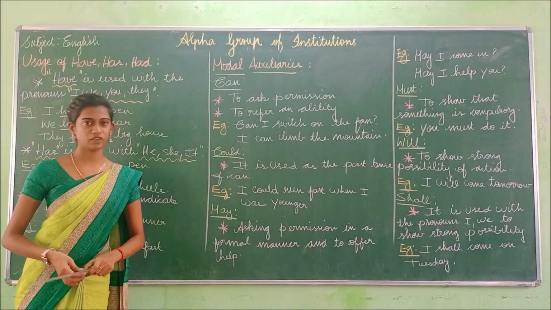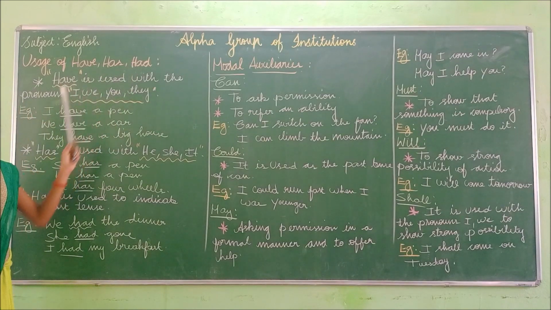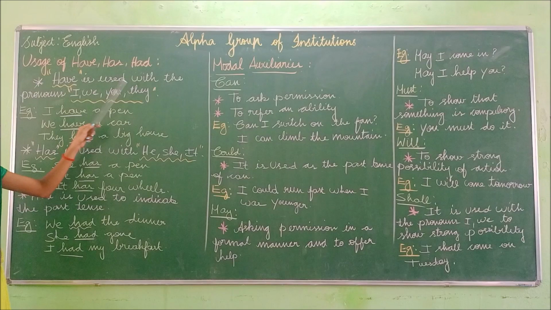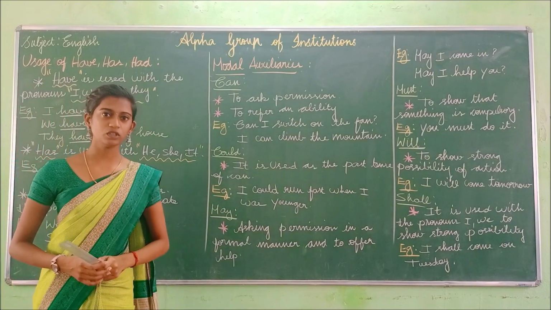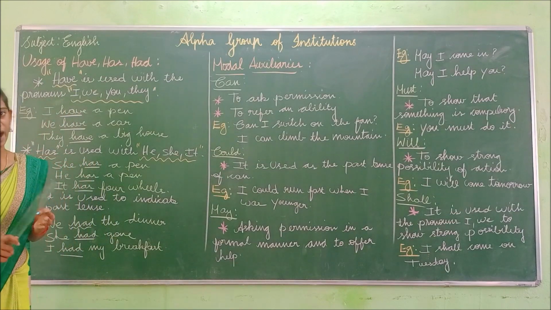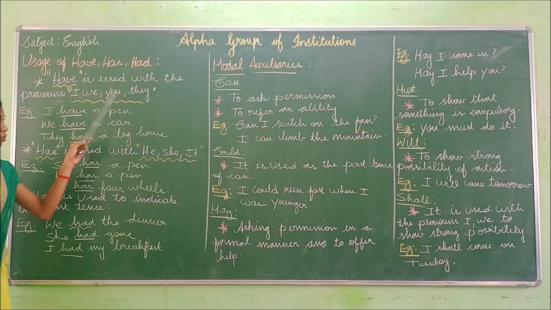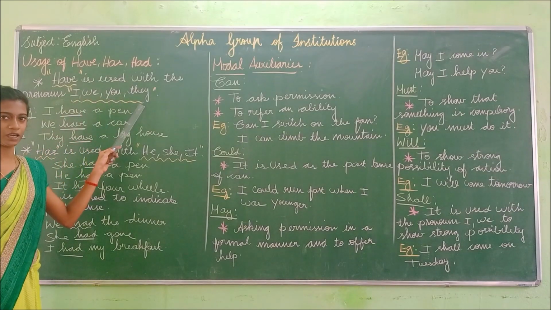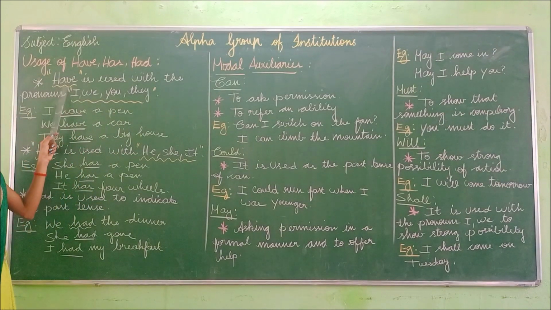Okay students, next we are going to see the usage of have, has, had. So have is used with the pronouns I, we, you, they. We have to use have with the pronouns like I, we, you, and they. So what is I? I is the first person. We is also the first person. You is the second person and they is the third person. For these four pronouns only, we have to use the verb have.